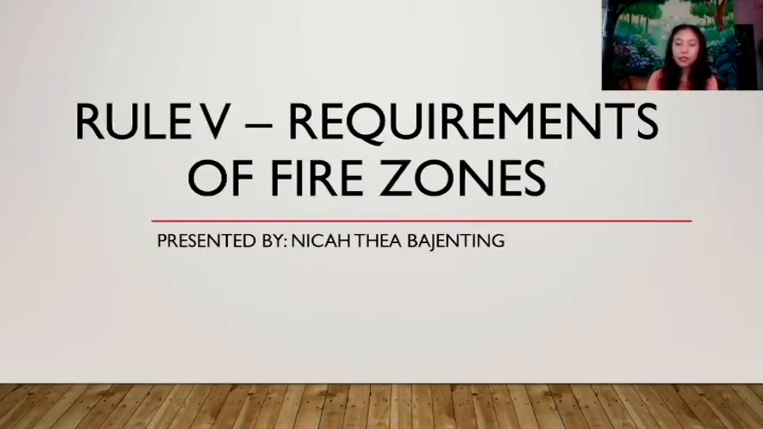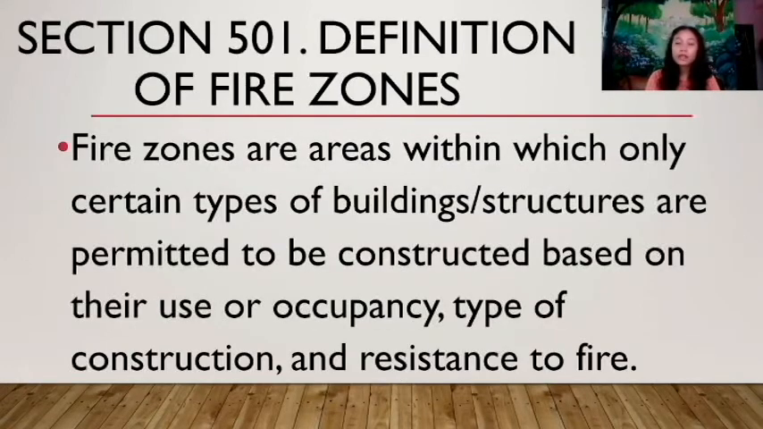Let's then proceed to Rule 5, which is the requirements of fire zones. Section 501, Definition of Fire Zones. Fire zones are areas within which only certain types of buildings or structures are permitted to be constructed based on their use or occupancy, type of construction, and resistance to fire. So not all areas are permitted to construct fire zones.